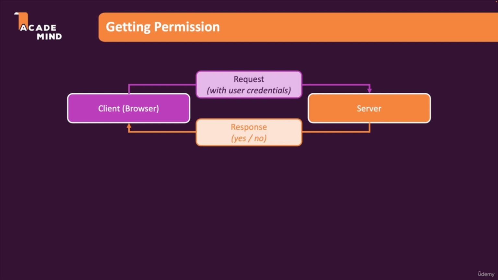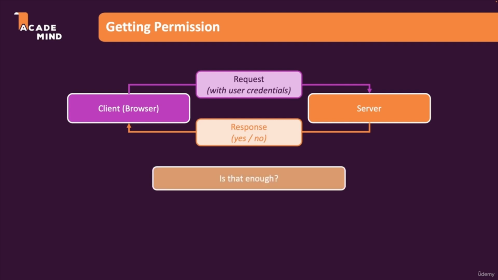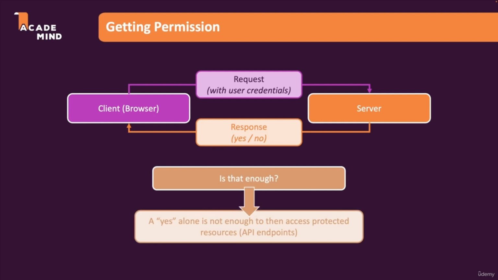But how does this response look like? Is it a simple yes or no? Yes, you have access. No, you don't have access. Is that enough? Well, the answer is a yes alone would not be enough, because if a server responds with a yes, and in future requests from the client to the server, we then simply append that information that we got a yes in the past, that of course is not enough, because we could simply fake that. We could simply say that we have permission.